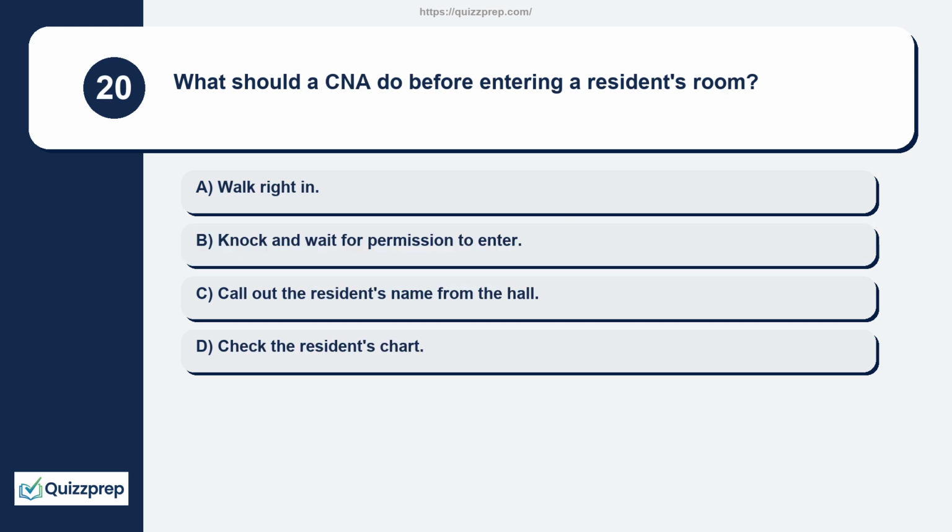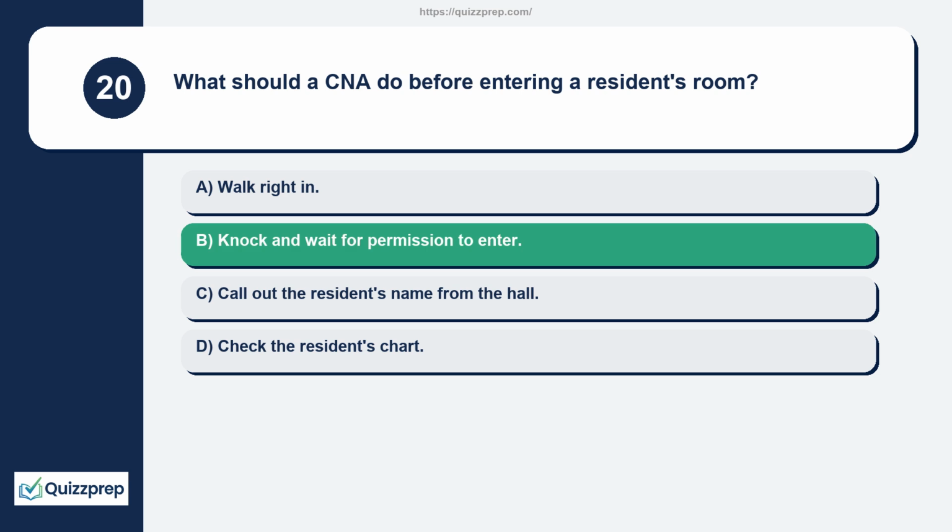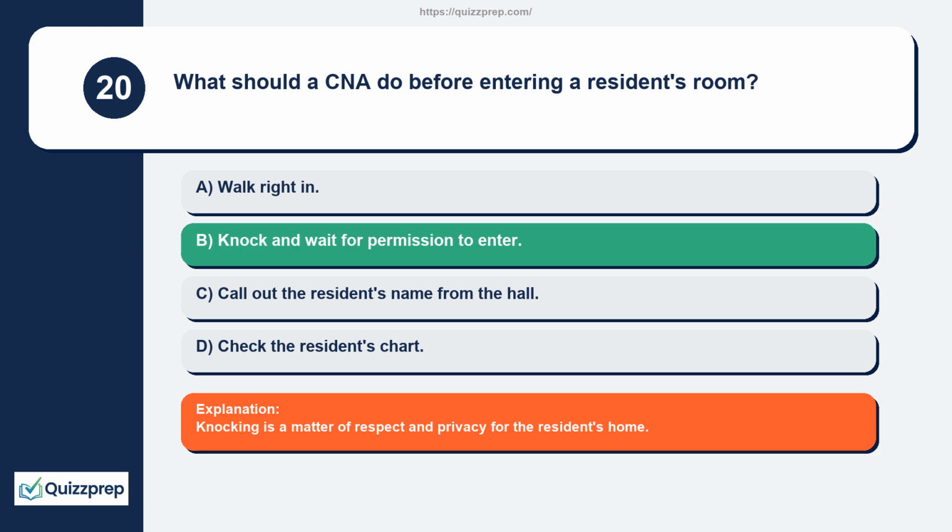Question 20. What should a CNA do before entering a resident's room? Walk right in. Knock and wait for permission to enter. Call out the resident's name from the hall. Check the resident's chart. Knocking is a matter of respect and privacy for the resident's home.